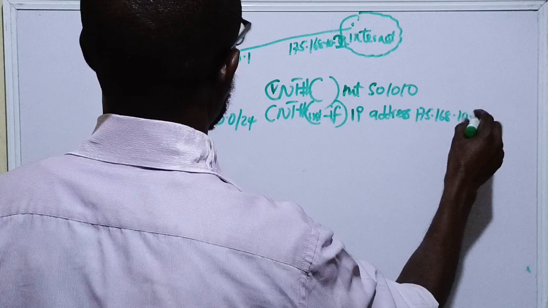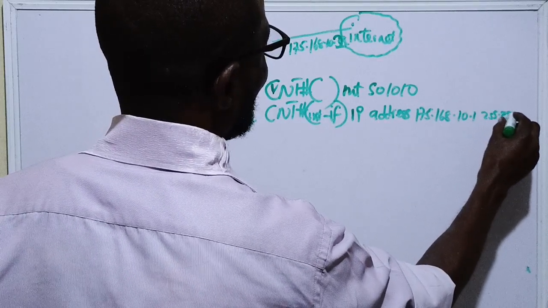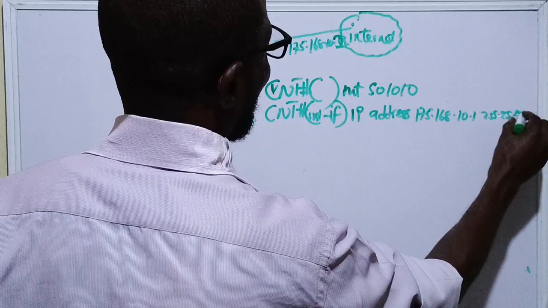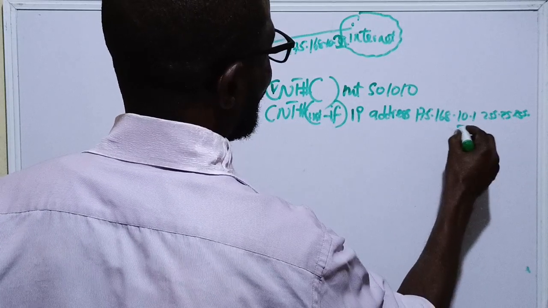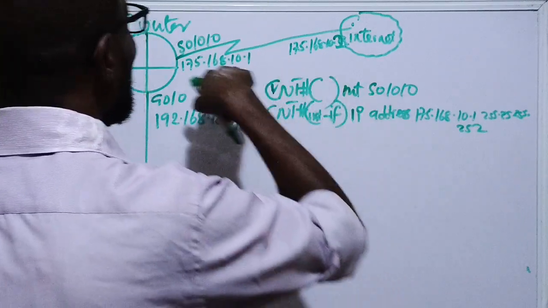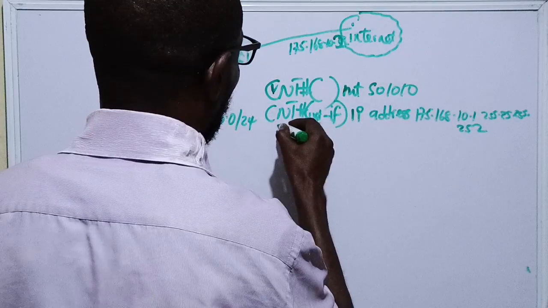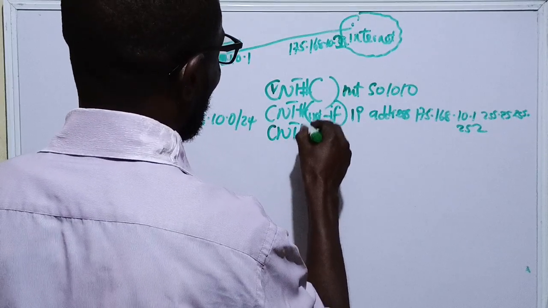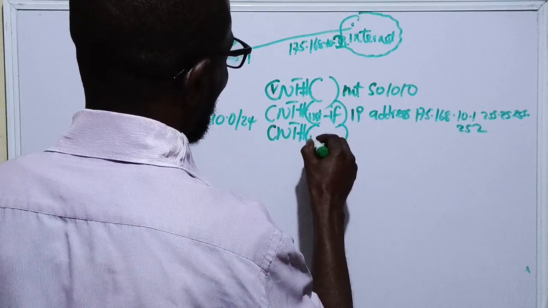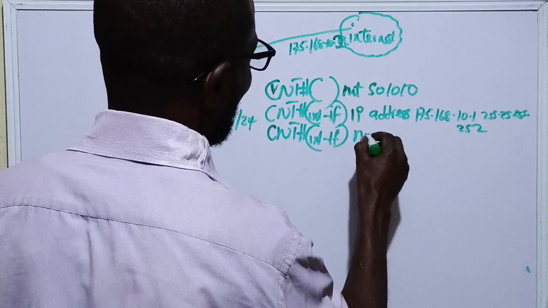175.168.10.1, okay, 255.255.255.252. That's the continuation of this. It's 252 because it's a 30-bit mask, giving 2 IP addresses. You hit enter. You are still in interface configuration mode, where you put no shutdown.